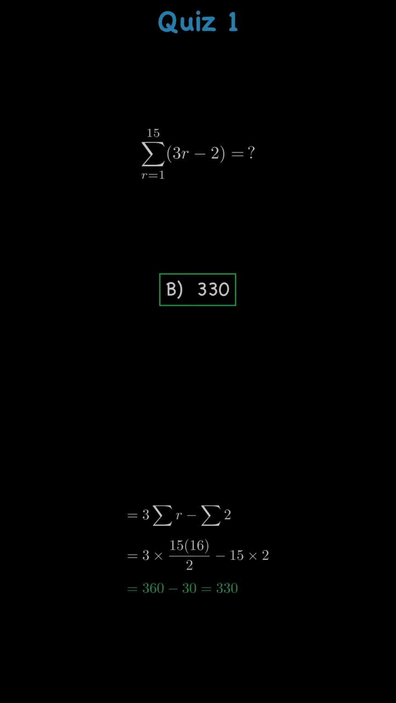We split it into 3 times the sum of r minus the sum of 2. 3 times 15 times 16 over 2 is 360. Minus 15 times 2 is 30. 360 minus 30 equals 330.